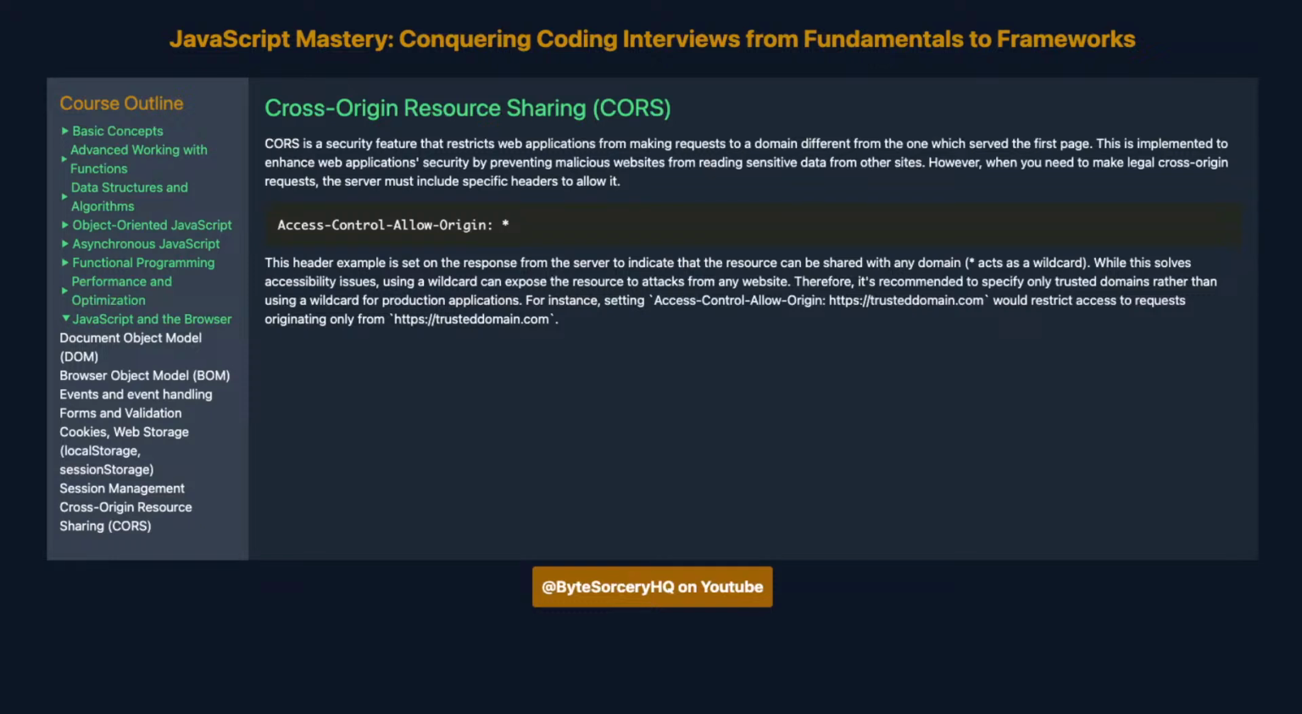This header example is set on the response from the server to indicate that the resource can be shared with any domain, acting as a wildcard. While this solves accessibility issues, using a wildcard can expose the resource to attacks from any website. Therefore, it's recommended to specify only trusted domains rather than using a wildcard for production applications. For instance, setting Access-Control-Allow-Origin to https://trusteddomain.com would restrict access to requests originating only from trusteddomain.com.